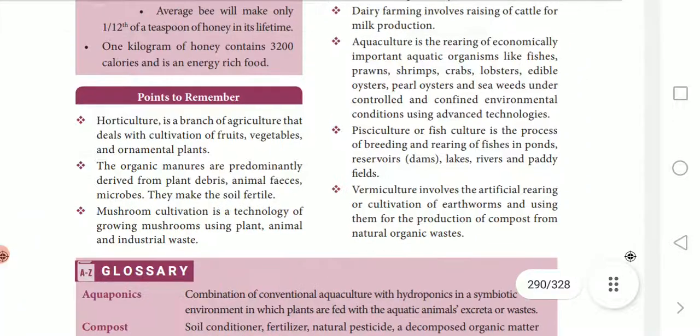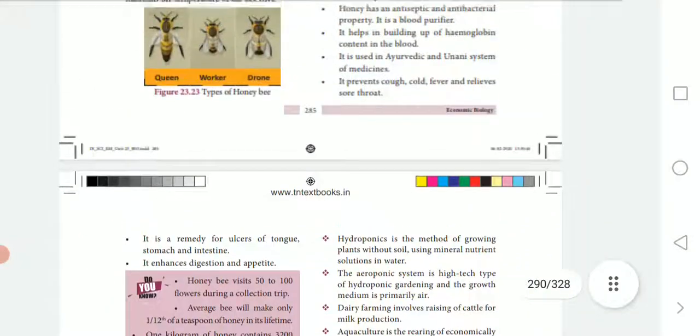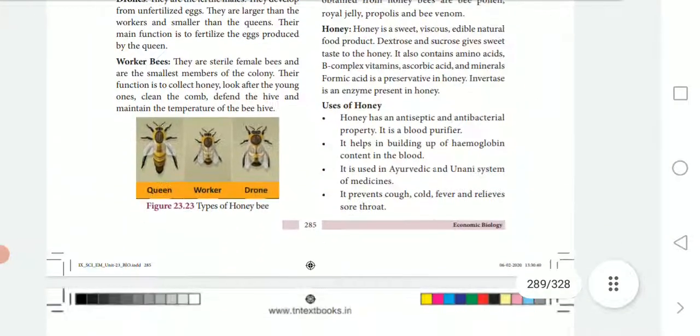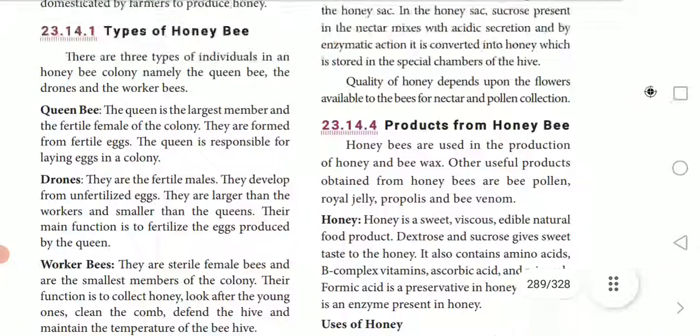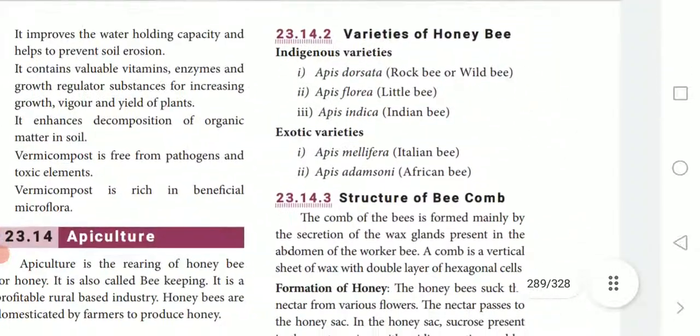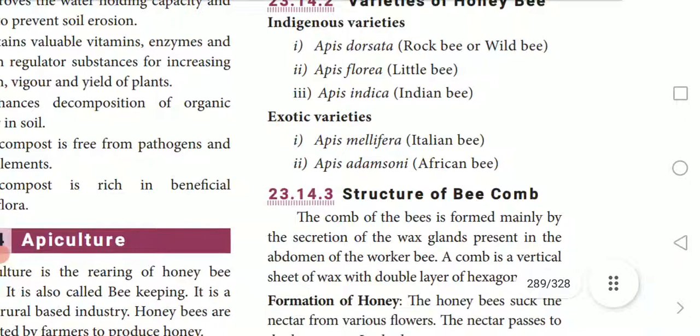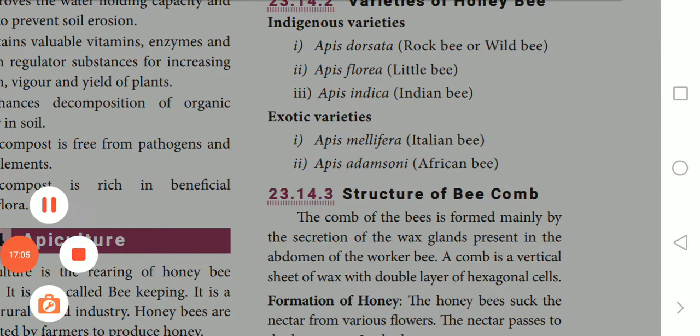So with this, we have wound up. We have finished chapter 23 completely. The next class we'll start chapter 24. Go through whatever topics we have discussed today. The uses of honey are very important, and the types of honeybees are important. Go through them. If you have any doubt, you can contact me.